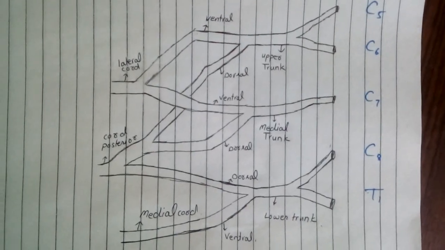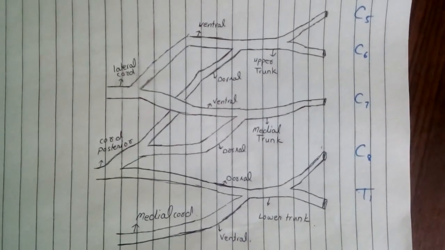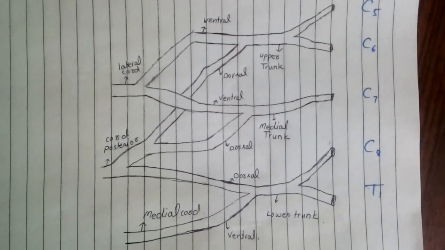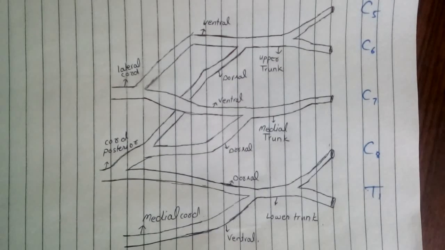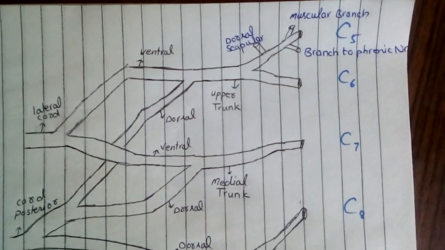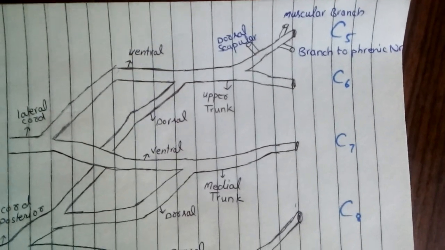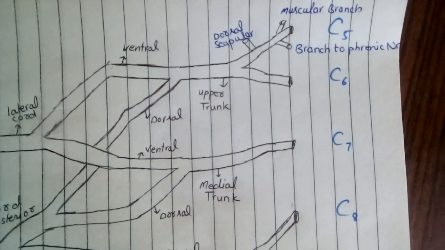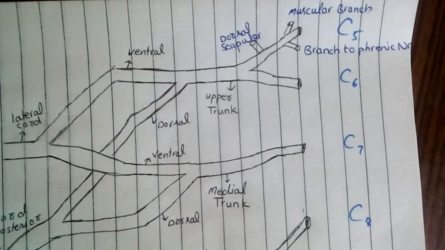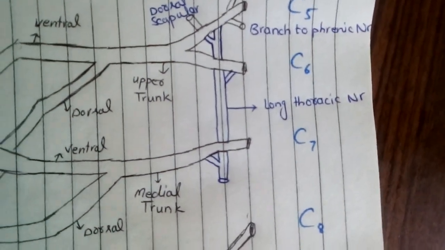Now we discuss the branches of roots, trunks and cords of the brachial plexus. C5 gives a small muscular branch and fibers to the phrenic nerve. It also gives a small dorsal branch. These are the branches of the root of C5, and C5, C6 and C7 give fibers and form the long thoracic nerve, which supplies the serratus anterior muscle. This is the long thoracic nerve.